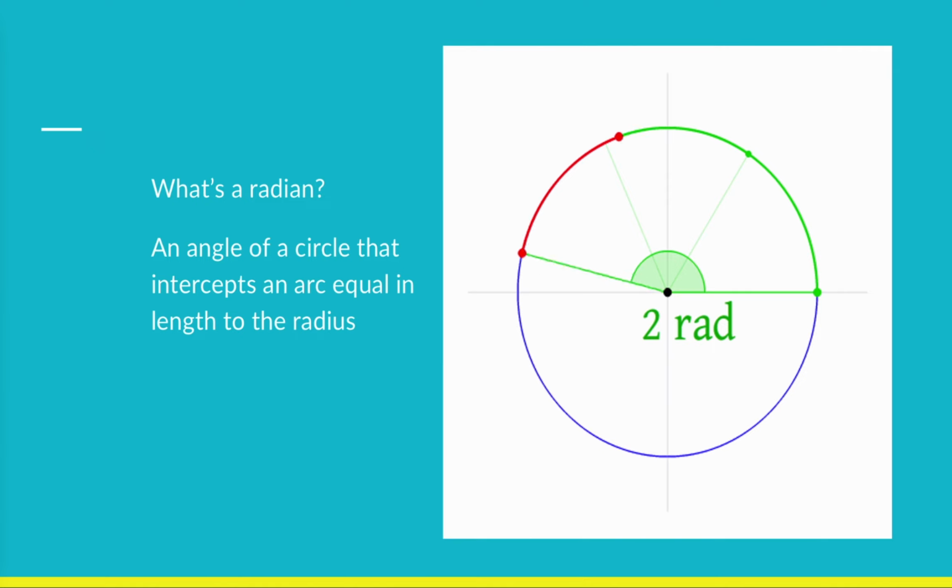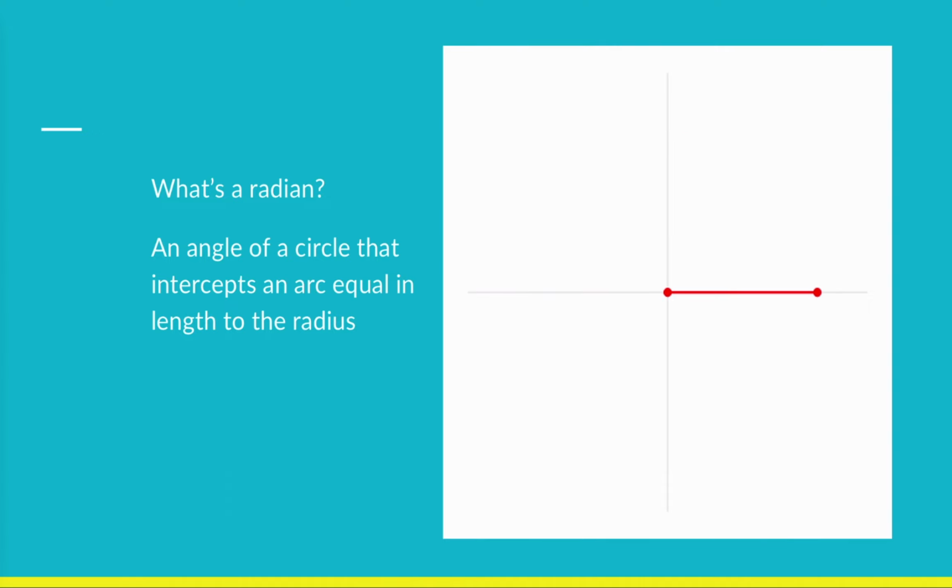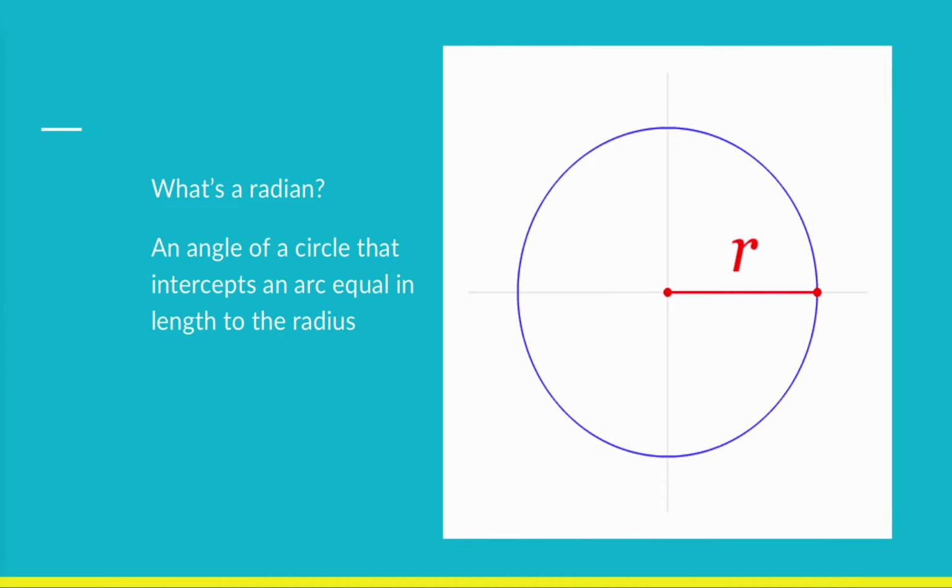So if you look at this GIF, wait for it to start over. If we have the radius of a circle, and we have an arc length that is equal to that radius. So you start with the radius r, and we may have an arc length that is equal to that radius. Then the angle that makes with the center of the circle is 1 radian.